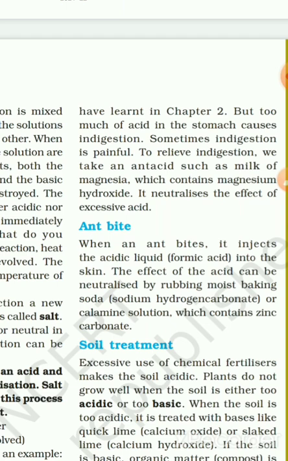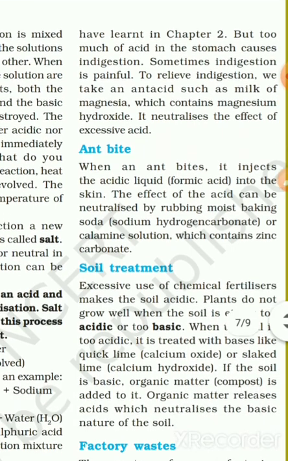To neutralize the effect of hydrochloric acid present in our stomach, we need to use an antacid such as milk of magnesium. The chemical name is magnesium hydroxide, which neutralizes the effect of the acid found in our stomach.